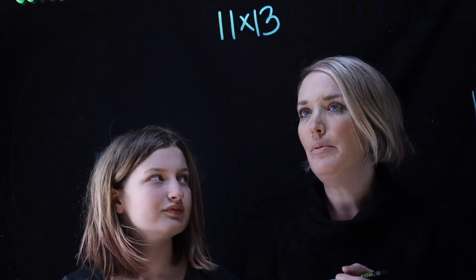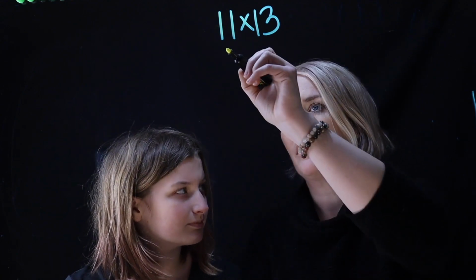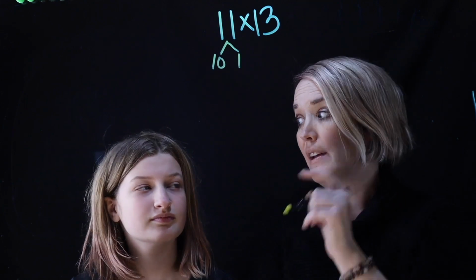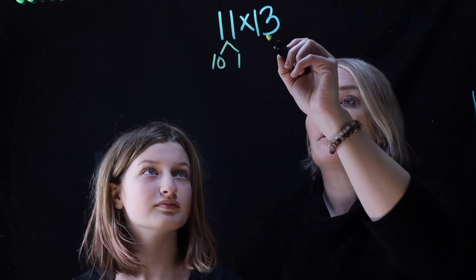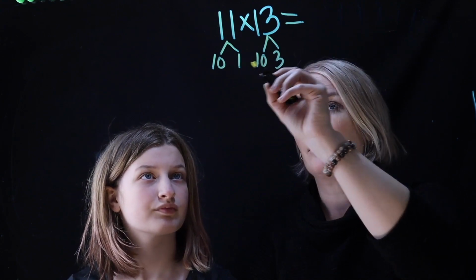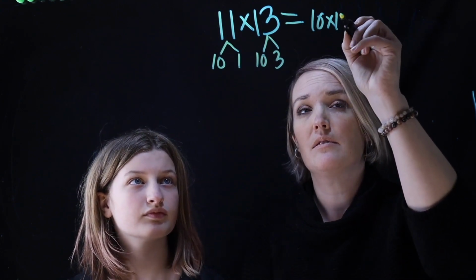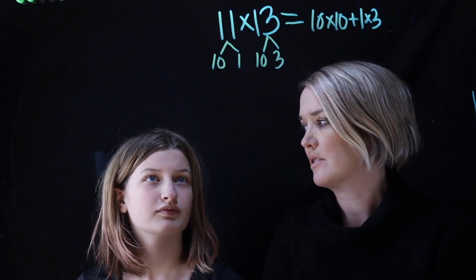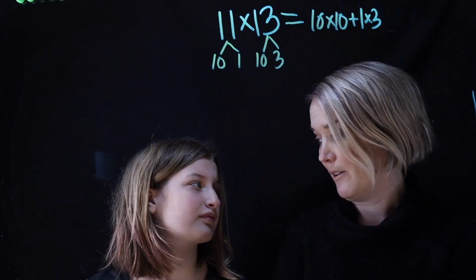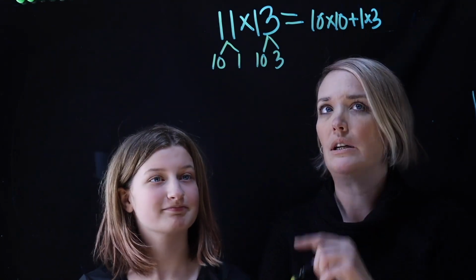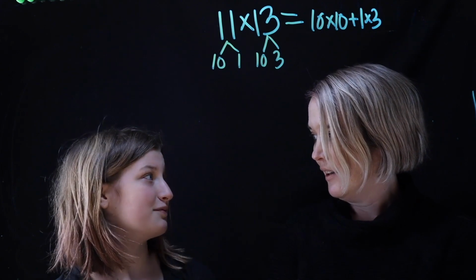Now Anna, a lot of people when they try to do this, what they tell me they do is they split this into 10 and 1, but they don't stop there. They split the 13 into 10 and 3, and then they tell me the answer is 10 times 10 plus 1 times 3. So they say the answer is 103. So instead of just splitting one number, they split 2, and then they only get 103. Well, they're missing a lot.